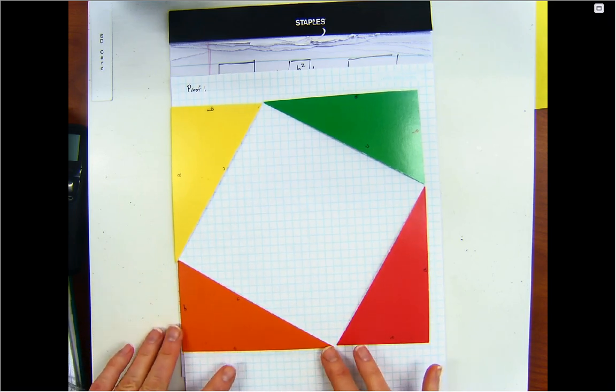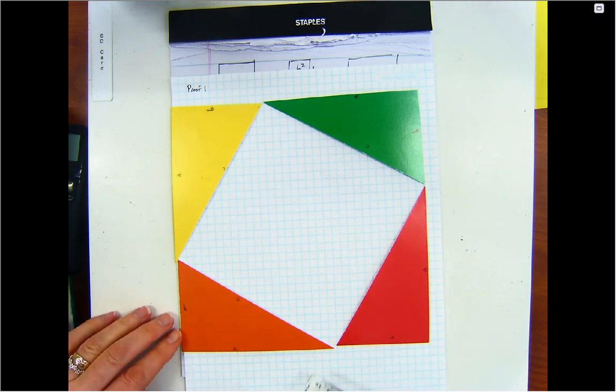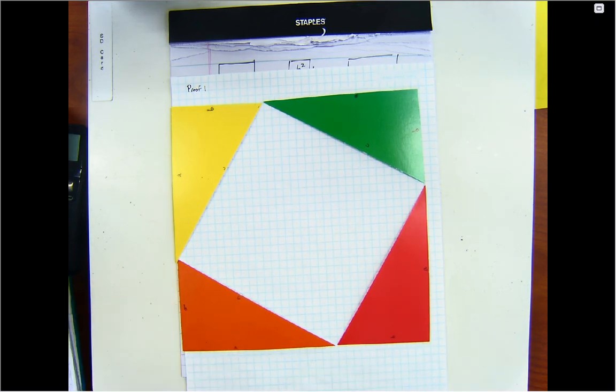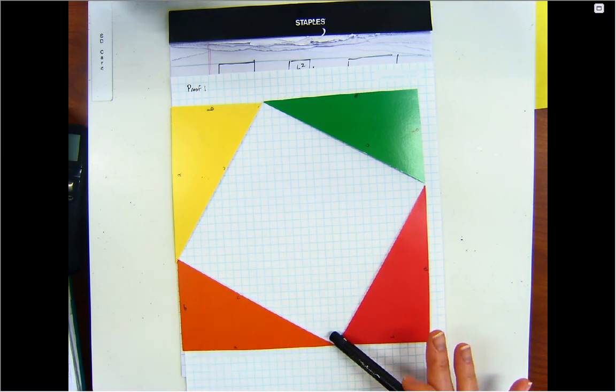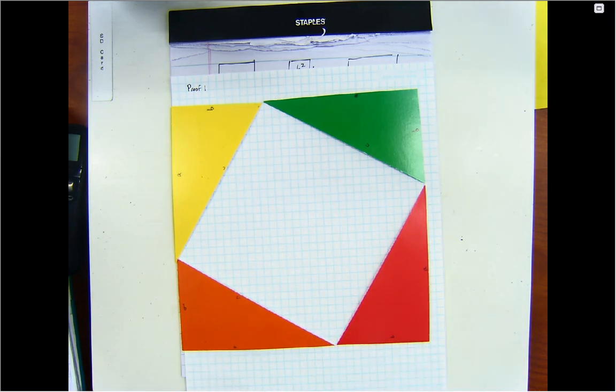What about a straight line? How many degrees are in a straight line here? 180, right. So if we take out 90 from 180, we still have 90 right here. So that's how we know we have a square.